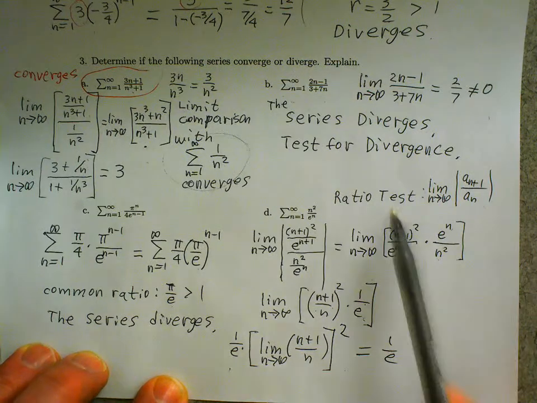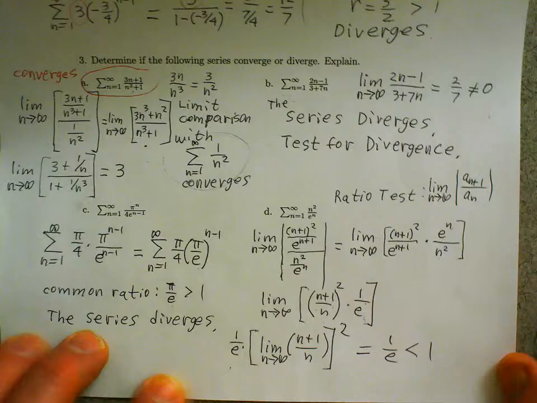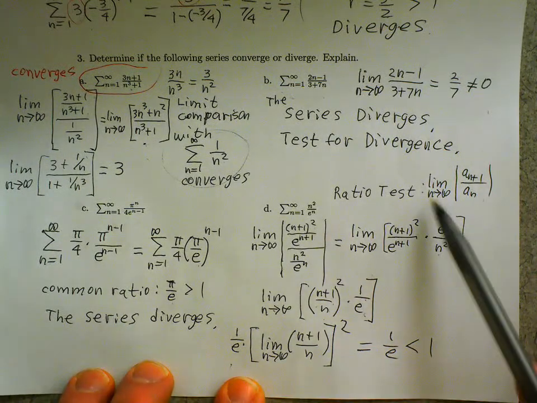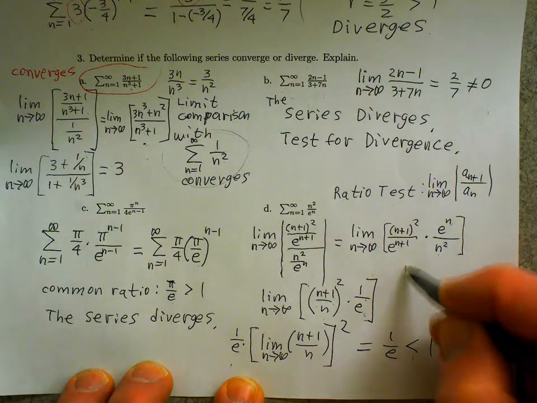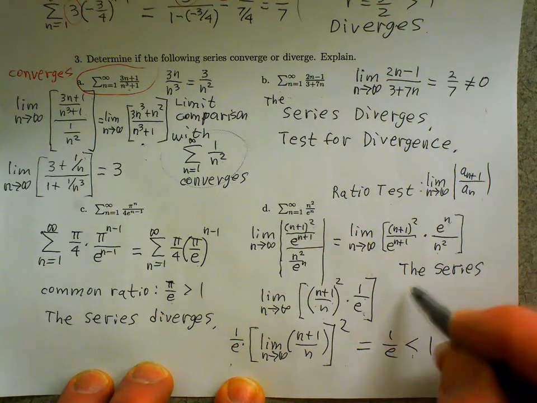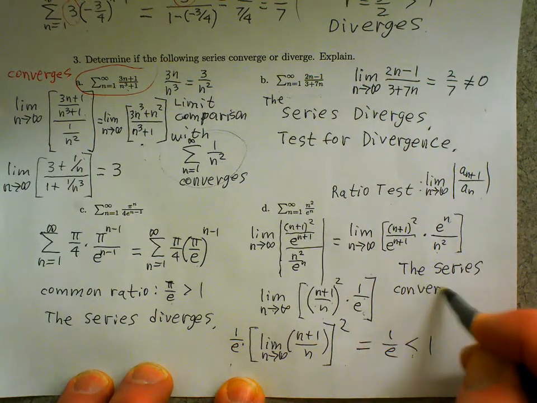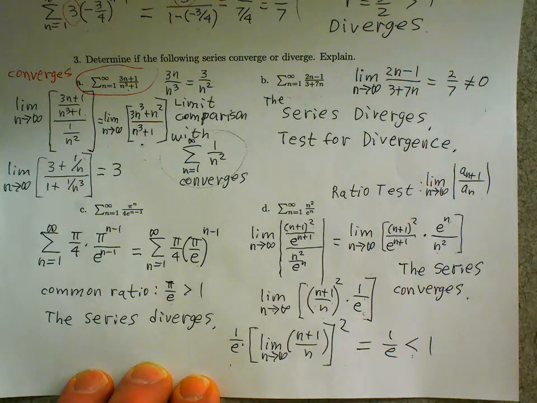We're using the ratio test. 1 over e is less than 1. And so the series converges, because using the ratio test gave us a limit that's less than 1. So the series converges. Okay, that's page 1. Let's go on to the next page.